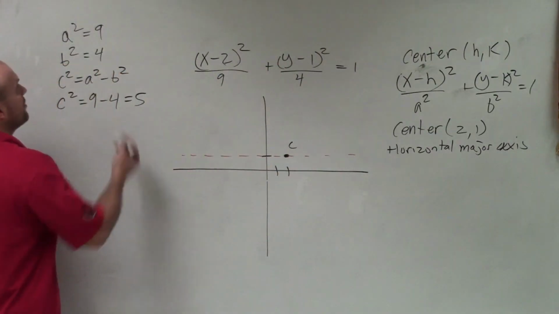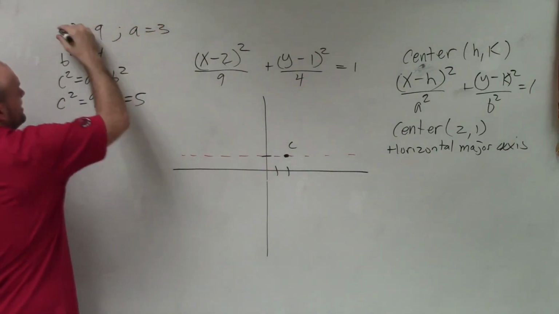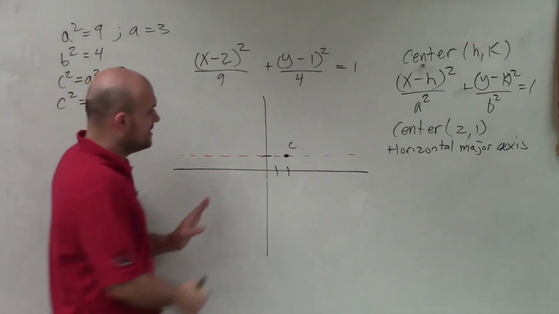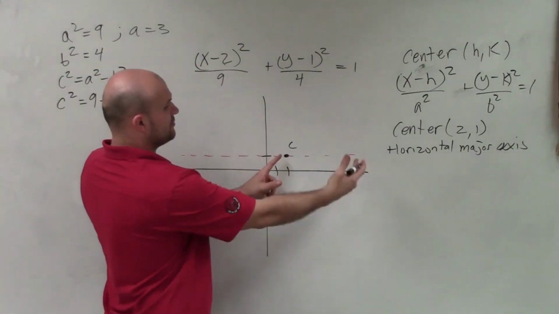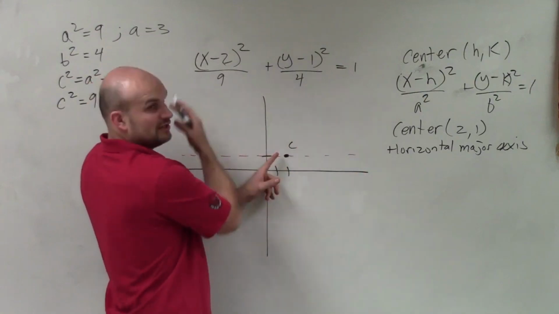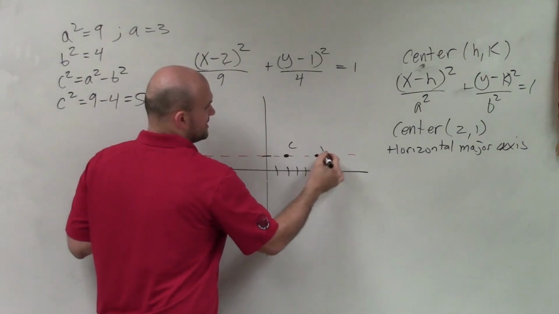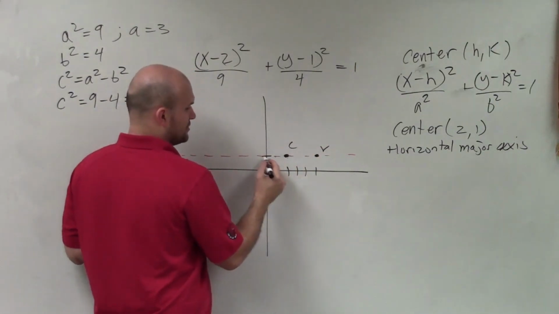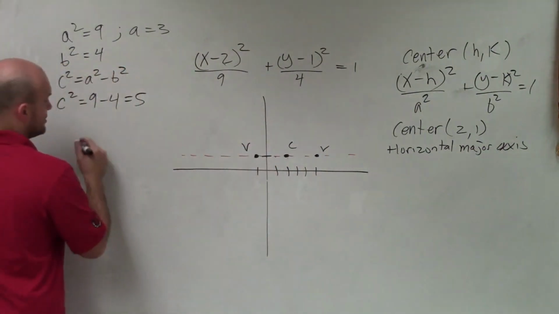So again, let's figure out what a is. If a squared is 9, we can say a equals 3 as I take the square root of both sides. So if my center is at (2, 1), I just need to go 3 units to the right to find one vertex, and 3 units to the left to find the other vertex. So I'll go 1, 2, 3. That's vertex 1. And then to the left, 1, 2, 3. That's vertex 2. So let's go ahead and write these down.